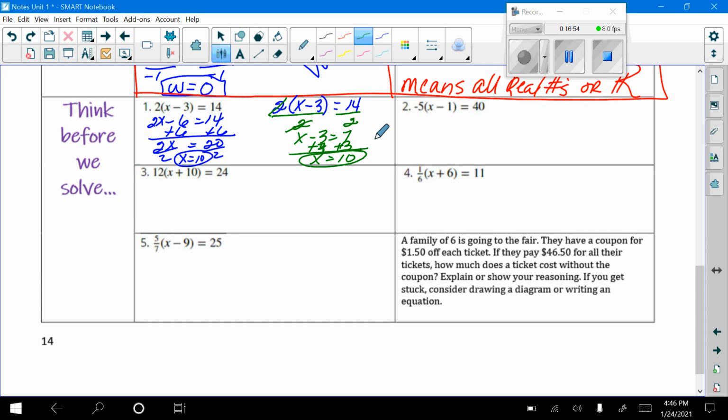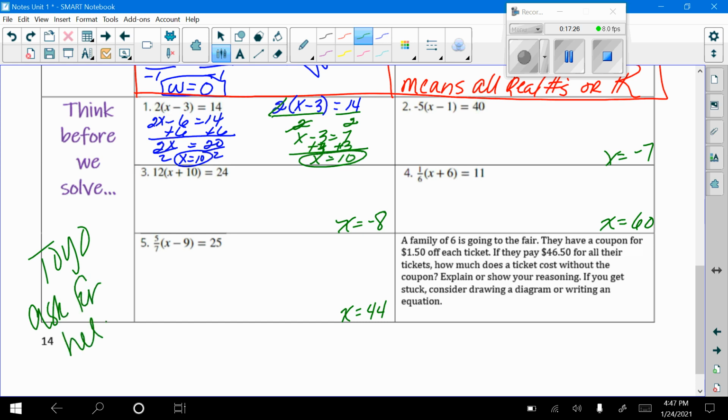I will tell you that number 3, my answer is x equals negative 8. Number 2, x equals negative 7. Number 4, x is equal to 60. And number 5, x equals, I think, 44. So try those on your own, and then ask me for help.